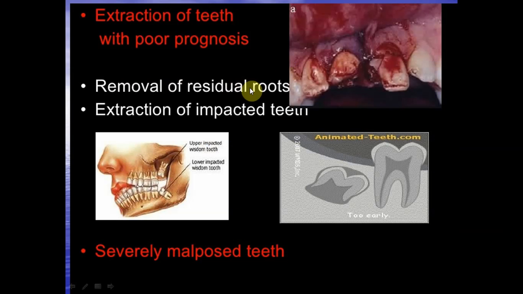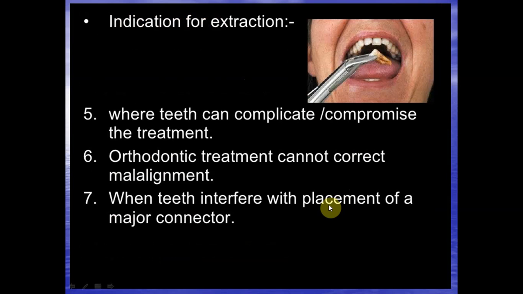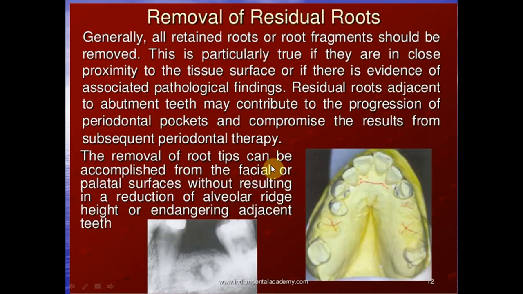Okay, removal of residual roots. This is just a picture. Extraction of impacted teeth. If we make a crown on such a tooth and then impacted tooth is extracted, the fit of the crown is likely not to be proper in the part of this tooth, because we will have some resorption of the bone after impaction and the change of the level of the gum. Okay, so extraction of teeth and residual roots.